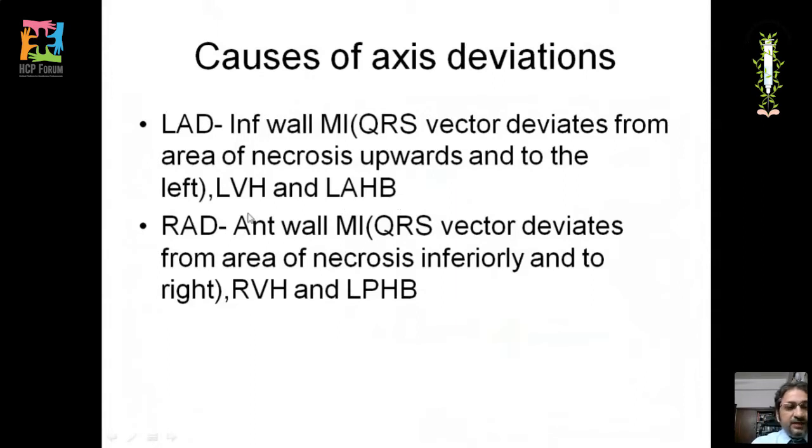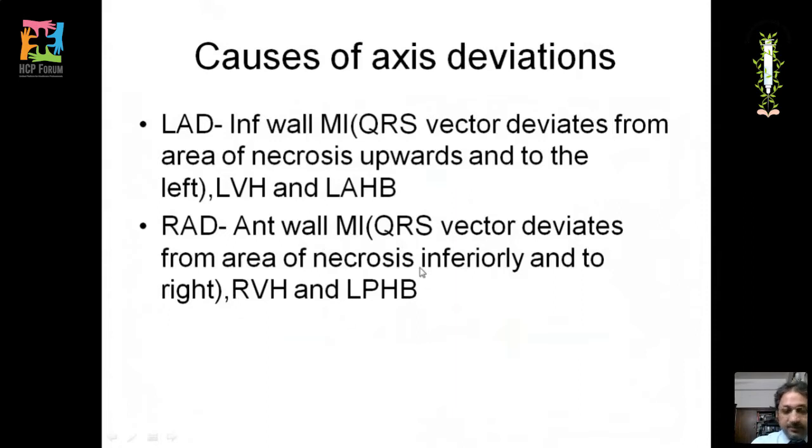Right axis deviation we get in case of anterior wall myocardial infarction, where the QRS vector will be deviated from the area of the necrosis inferiorly and to the right, and also in case of right ventricular hypertrophy and left posterior hemiblock.